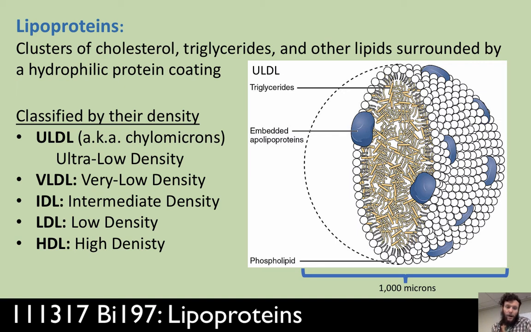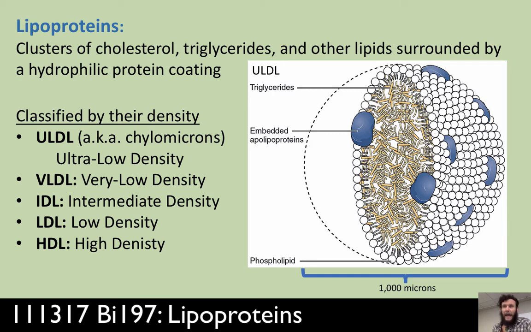So there are 5 categories of them, and they are separated by their density. And when I say separated by their density, when you take a whole blood sample and you spin them down, they are going to segregate. So when I say spin them down, I put them in a centrifuge, and you separate the blood into plasma and whole blood and the white blood cells and the buffy coat and all the different components separate out. The lipoproteins will separate based upon their densities.